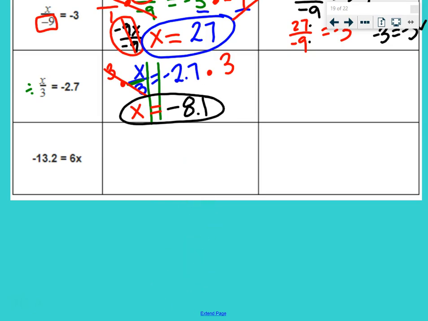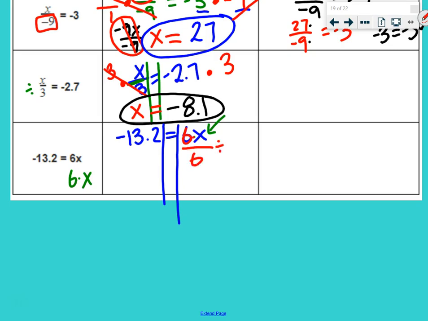Last problem. We have negative 13.2 equals 6x. Draw those railroad tracks. Now this one is just a little bit different because the x is on the right hand side. Doesn't change what we do, just changes the way it looks a little bit. 6 times x. Remember, number next to letter is multiplication. The opposite of multiply is divide. So to get x by itself, we have to undo times 6 with divide by 6. We need to do negative 13.2 divided by 6. A negative divided by a positive is a negative.